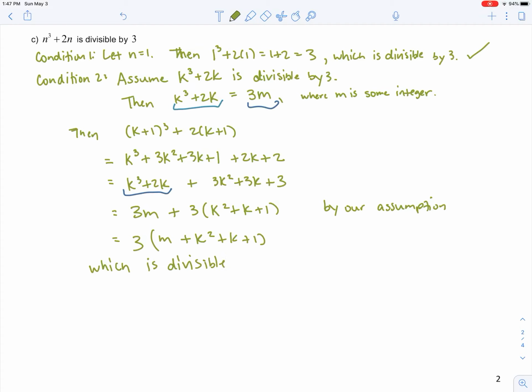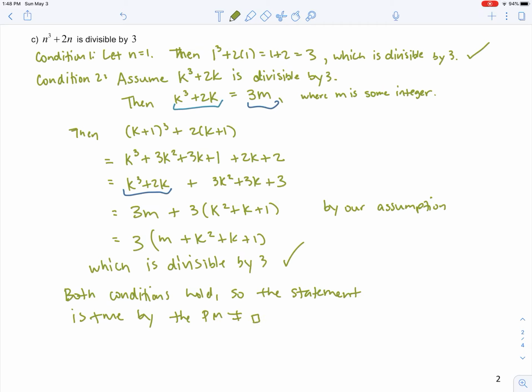So I've shown that if it's true for the k case, in other words, if k cubed plus 2k is divisible by 3, then it follows that k plus 1 cubed plus 2 times k plus 1 is also divisible by 3. So I've shown both conditions. So we can write a little conclusion, which I will be looking for on your test. Both conditions hold, so the statement is true by the PMI. And we have proved it.